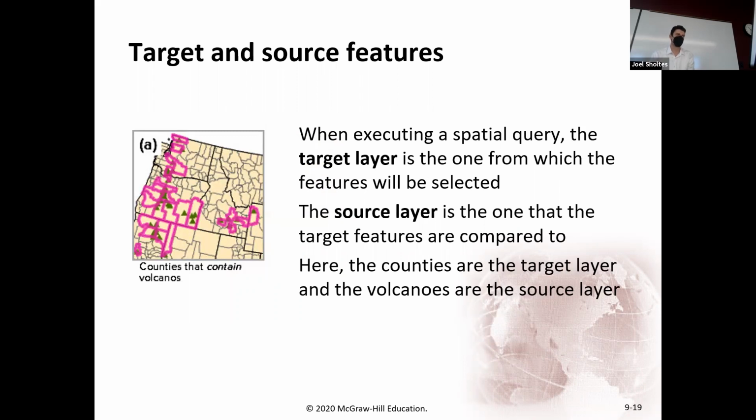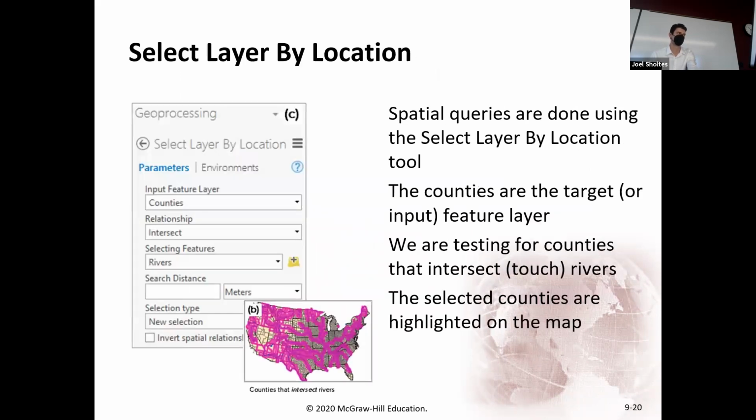The target layer is the one that you're going to be selecting, and the source layer is the one that you are using to do the selection. In this case, the counties are the target layer, the counties are selected, and the volcanoes are the source layer. So we're selecting counties based on the location of volcanoes. And that's the select by location tool that we're looking at.